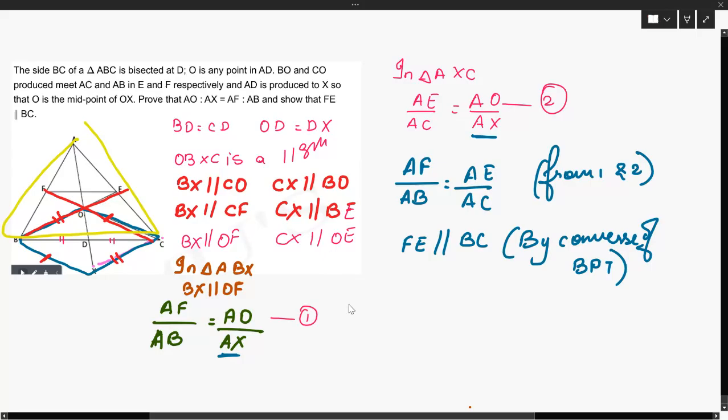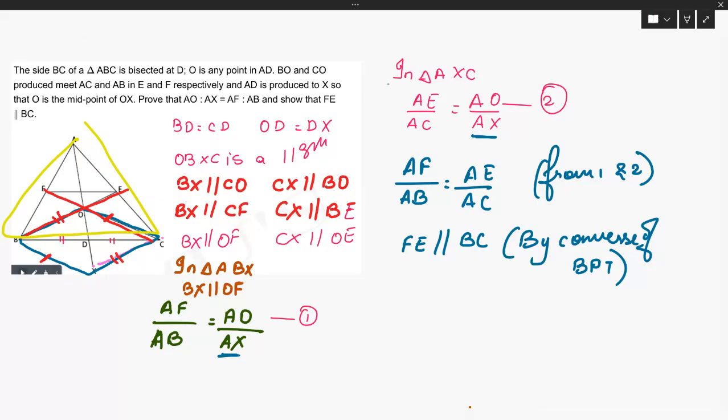If you want, you can take this in your book. AO upon AX is equal to AO upon AX. I think I have proved here. Only parallel we have to prove now.